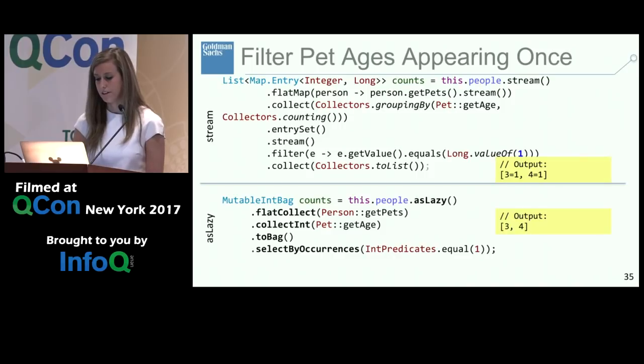So what this is doing is we're saying get all the pet ages, filter the ones that equal 1, and return it to me. So we end up with a list of a map of entry integer long, and the output is 3 appearing once and 4 appearing once.